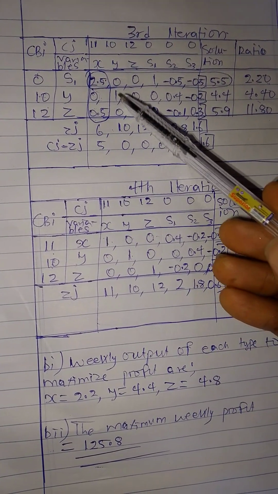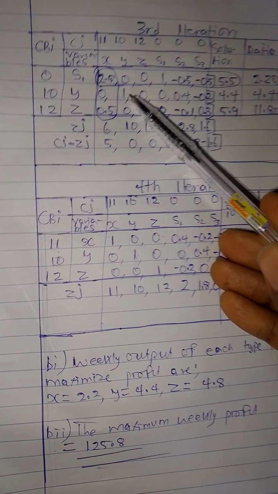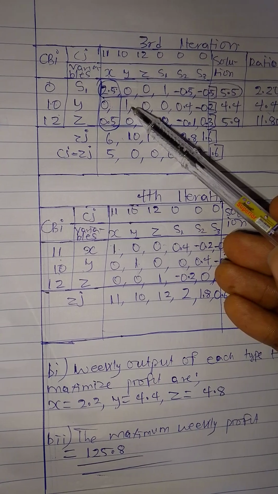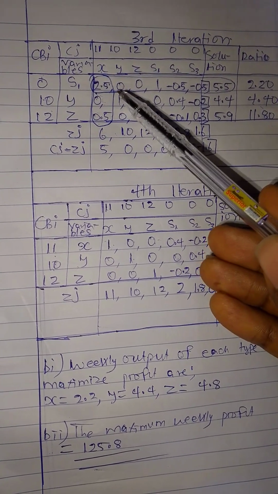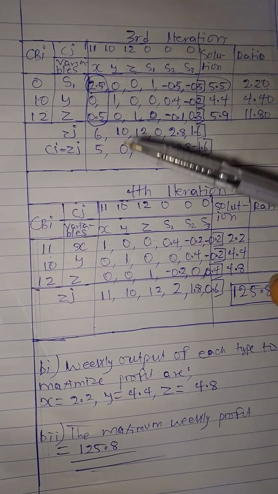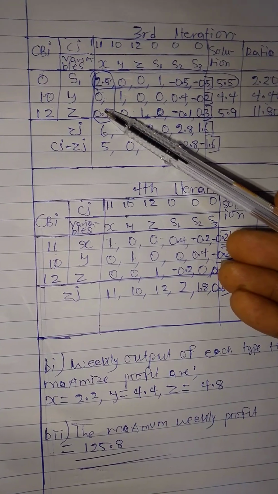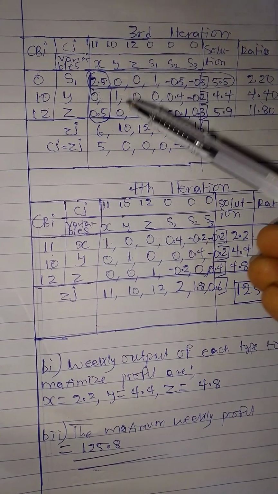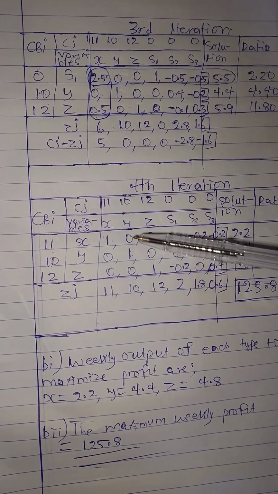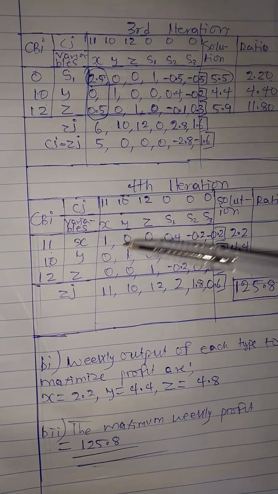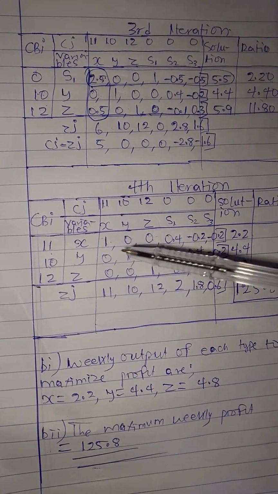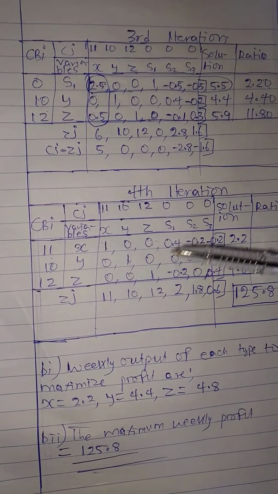And also for us to find the value here, it is the same thing. The old value is 1, minus the corresponding key column element, which is 0, times the corresponding new row element. The new row element here is also 0. So if you do it, the answer here becomes 1. Like that you do the rest.